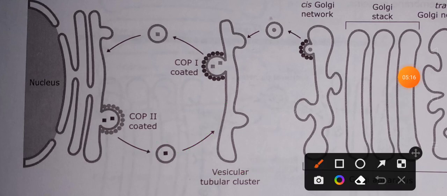So what will happen first: from the region of the membrane which is coated with proteins, especially at the cytosolic side, there will be formation of vesicles.